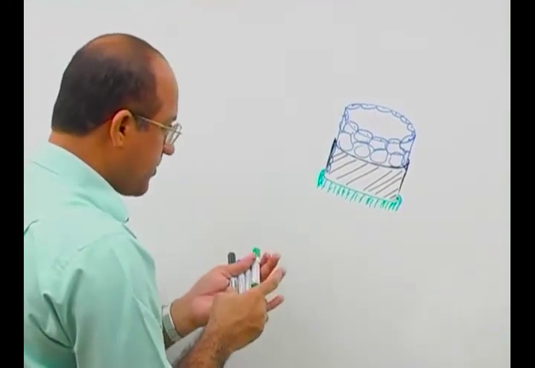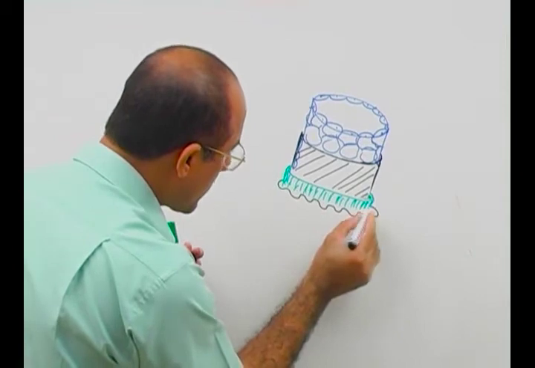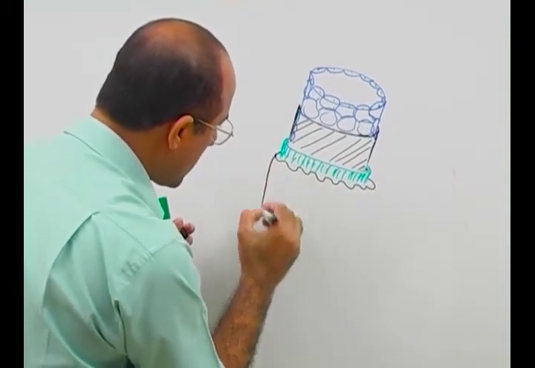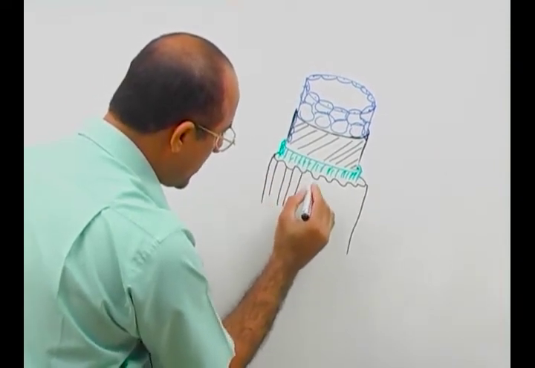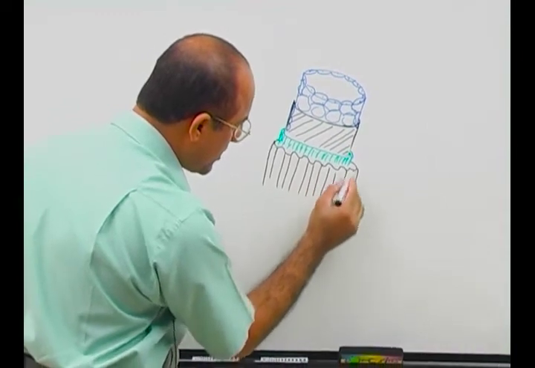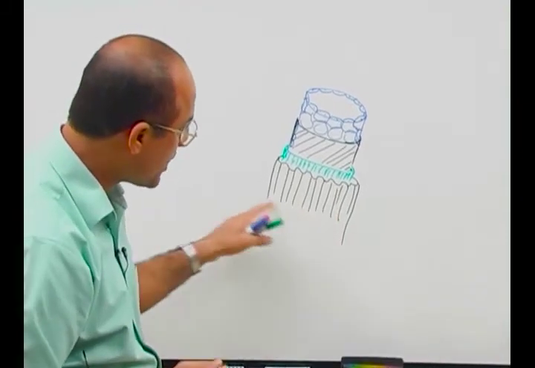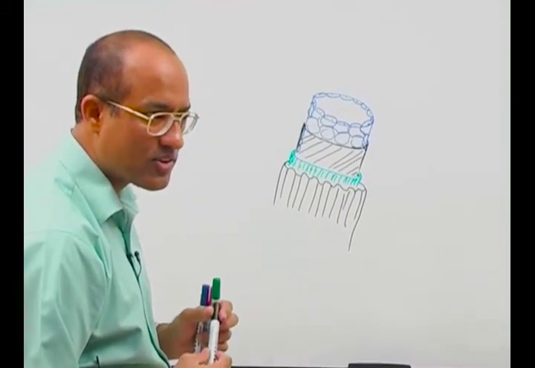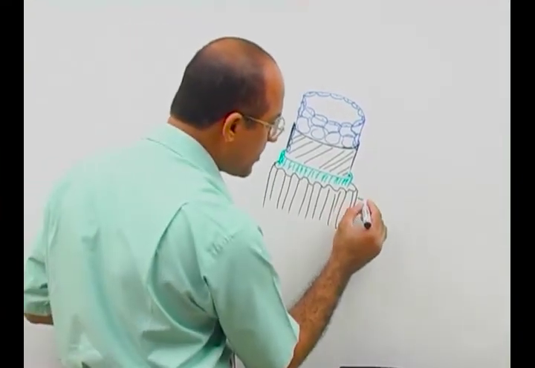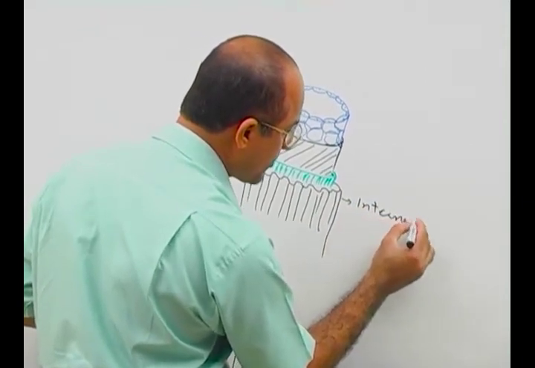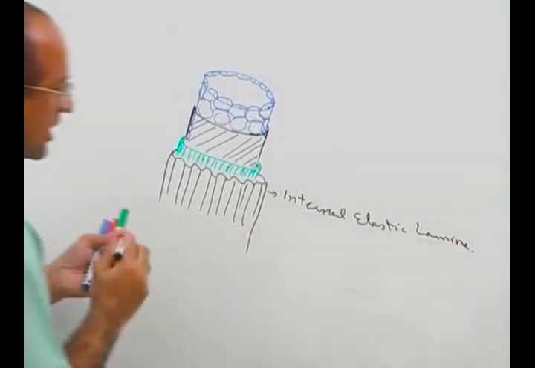Now, outer to it, there is a very special type of layer made of a lot of elastic fibers, elastin fibers, and this is called internal elastic lamina. What is it called? Internal elastic lamina. Let's start from the beginning.